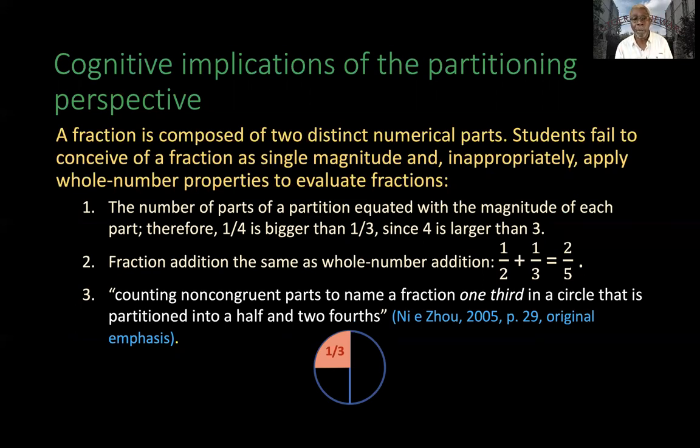oftentimes inappropriately apply their whole number knowledge to evaluate fractions, so that the fraction 1/4 is considered to be larger than 1/3 because 4 is larger than 3, or that fraction arithmetic behaves the way whole number arithmetic does, so that adding 1/2 and 1/3, we just add across the bipartite symbols, and so 1/2 plus 1/3 is equal to 2/5. Or that if we just partition a region, and there are 3 parts, one part of it is considered to be 1/3.